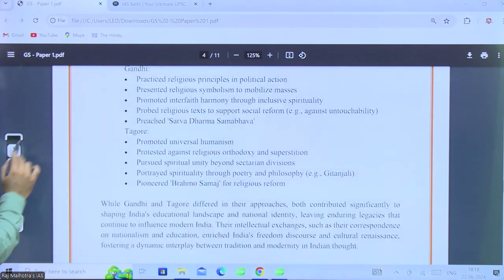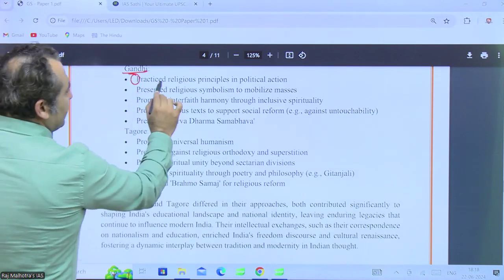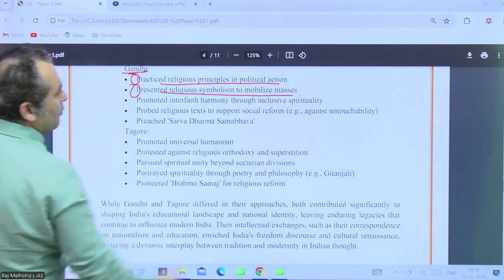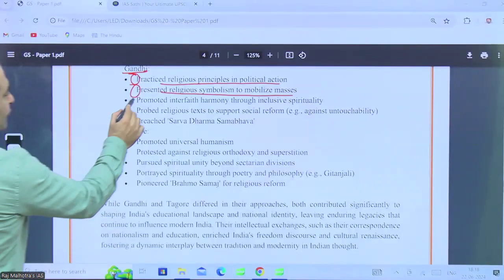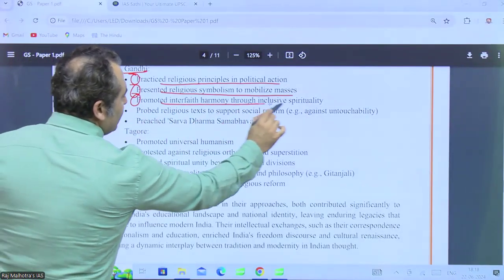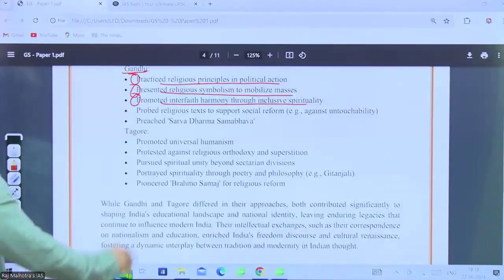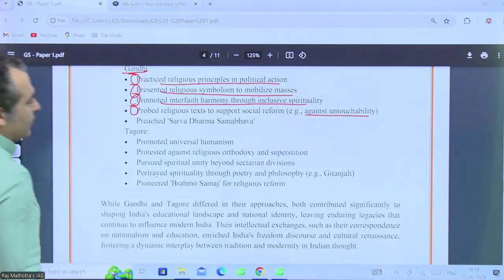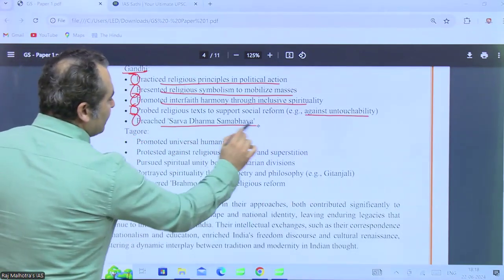Perspectives on religion and then conclusion. Gandhi practiced religious principles in political action, presented religious symbolism to mobilize masses. You can talk about Ram Rajya and others. Promoted interfaith harmony through inclusive spirituality, probed religious texts to support social reforms against untouchability, preached Sarv Dharam Sambhav.